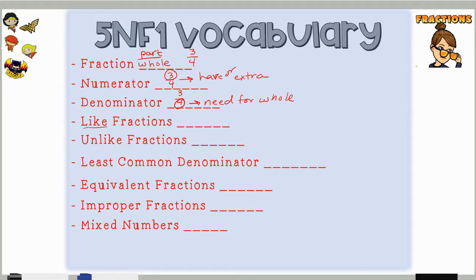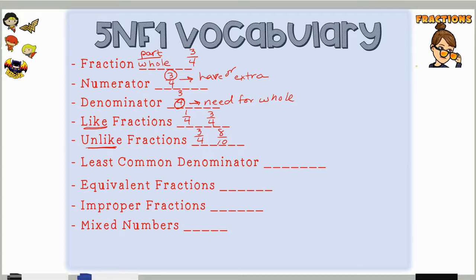Like fractions: think of like as in they're alike. Like fractions are fractions that have the same denominator. So a like fraction to 3/4 would be 1/4. Unlike, so not the same or not alike, are fractions that have different denominators. If I had 3/4 and 8/10, they would be unlike fractions.